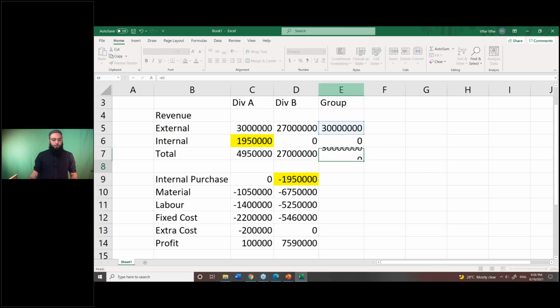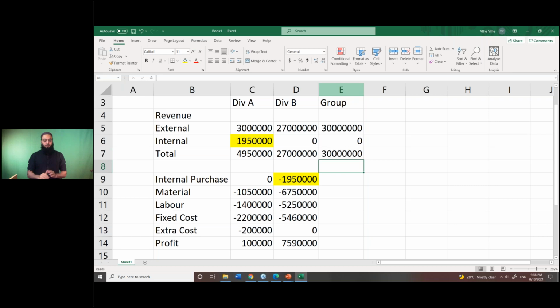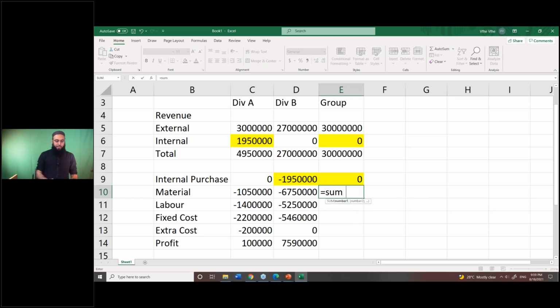So revenue done. Internal purchase, no. These will be cancelled out. Will not take internal sales, will not take internal purchase. Because at group, it's like a group is looking at the whole business. So for group, interdivisional business is no business. Okay. The rest, you will take these two. Sum.